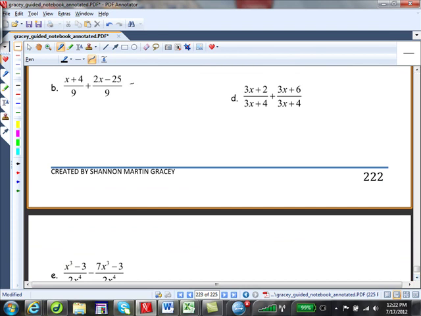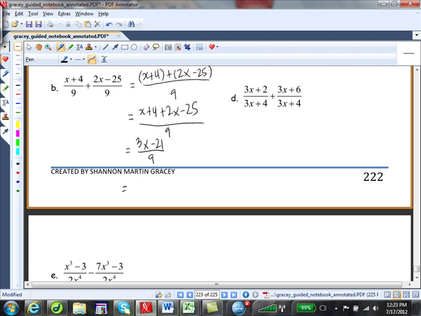So here we go. In part B, we have a common denominator of 9. We are adding x plus 4 plus 2x minus 25. Now, notice I don't need those parentheses, so I'll take them off. And that's all over 9. And then combining like terms, I'll get 3x minus 21 all over 9.